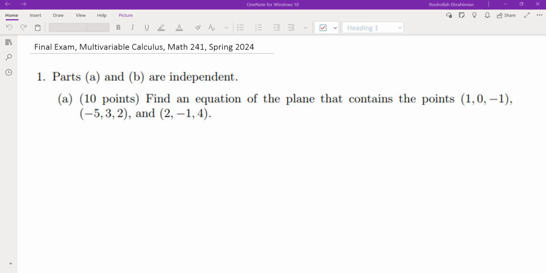Hello, in this video we're going to go over the final exam from spring of 2024 for multivariable calculus. So here is the first problem. Find an equation of the plane that contains these 3 points.